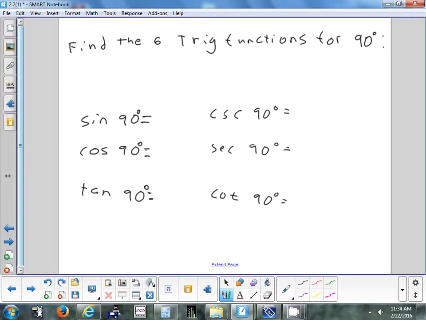All right, so let's try this one. Find the 6 trig functions of 90. What's different about this one? It's giving me an angle. The angle does not help me directly to do unit circle trig. What do I really need to have? Not the angle, but the coordinate. I've got to have the coordinate. If I can't figure out the coordinate for 90, then I can't do this problem using unit circle trig.